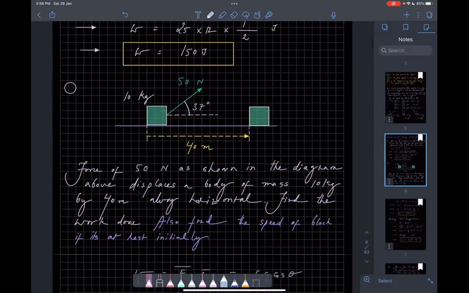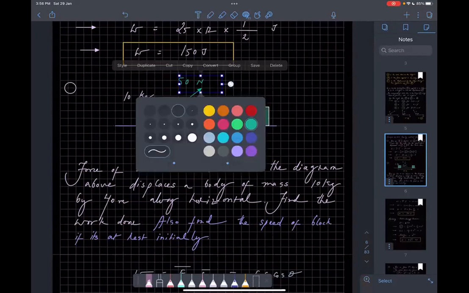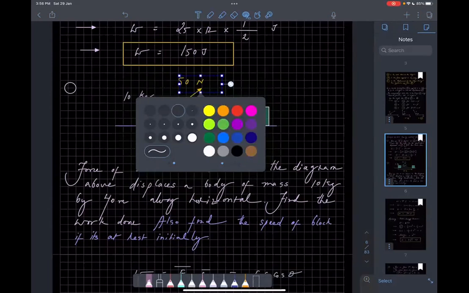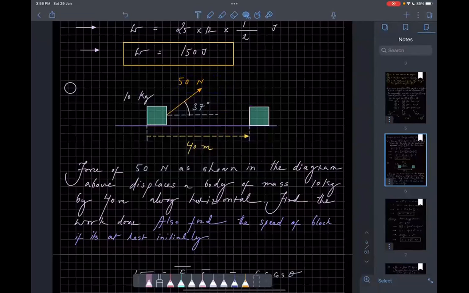Now, this is another question. So we are applying 50 Newton force here. Can you see? So I'll make it this color, a different color. We are applying 50 Newton force, and we are applying it such that the force is making an angle of 37 degrees with horizontal. Can you see that? Here, it is making 37 degrees with horizontal.